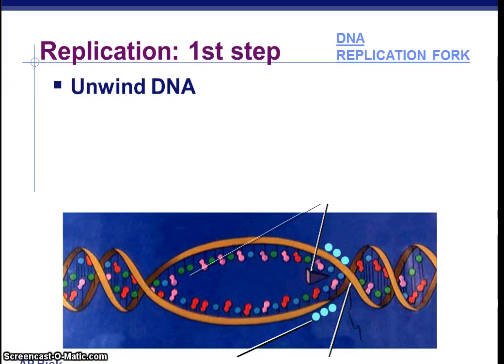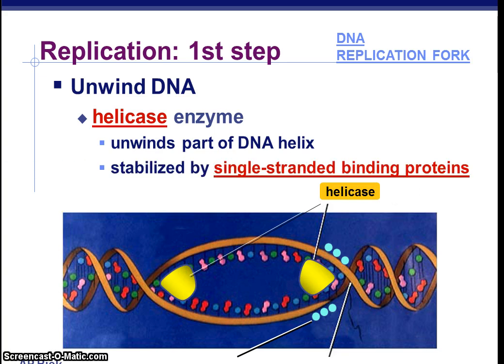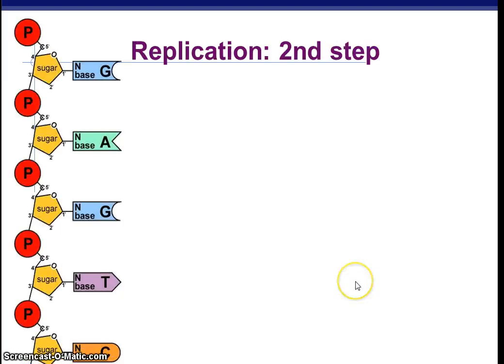So first step, we have to be able to unwind DNA. The enzyme that does this is called helicase. So it unwinds part of the DNA. You can see here and here, and this is stabilized by different binding proteins. What you can't see there is that this is called the replication fork.